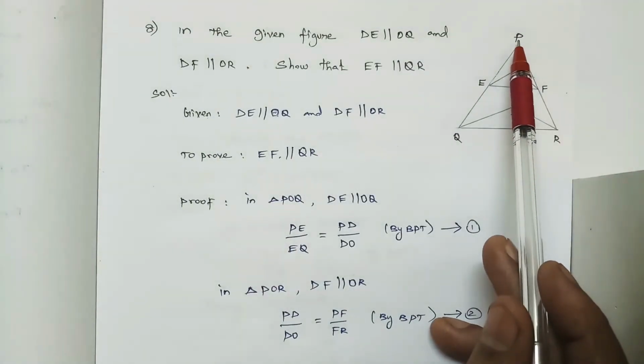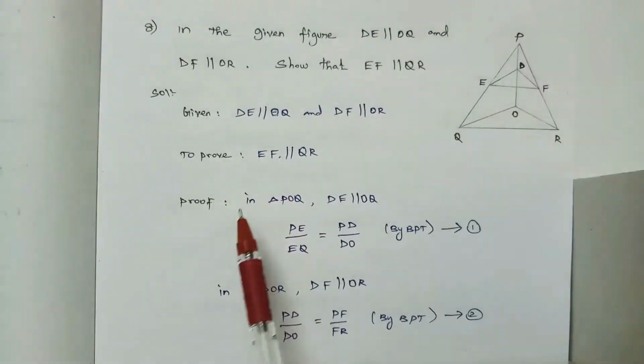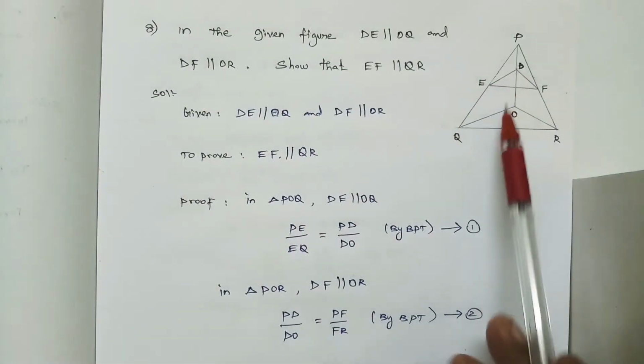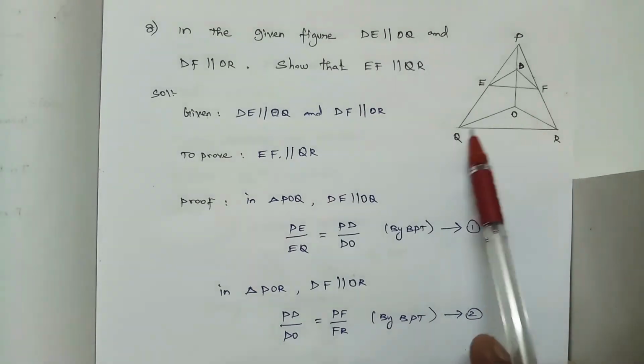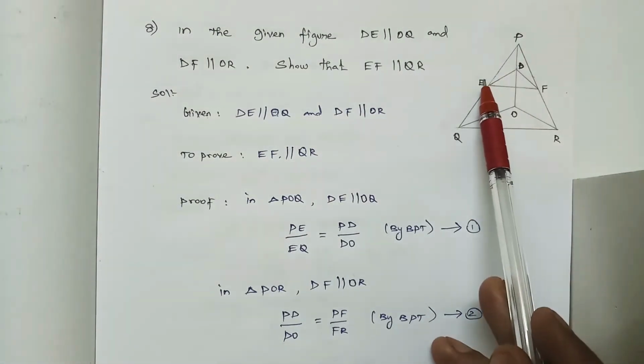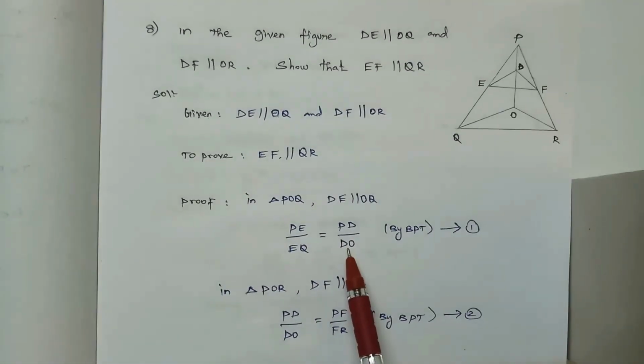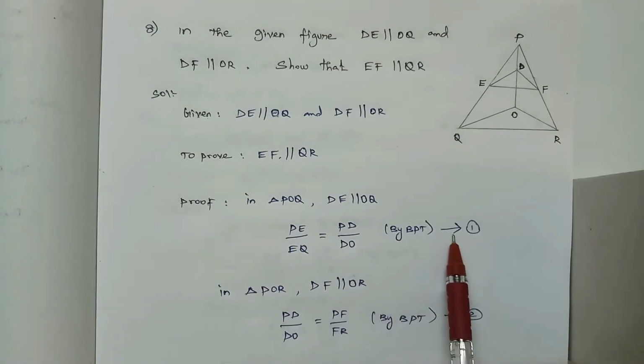I'm just taking the triangle POQ. In triangle POQ, DE is parallel to OQ. Then PE by EQ is equal to PD by DO, by BPT. Taking this as equation number 1.